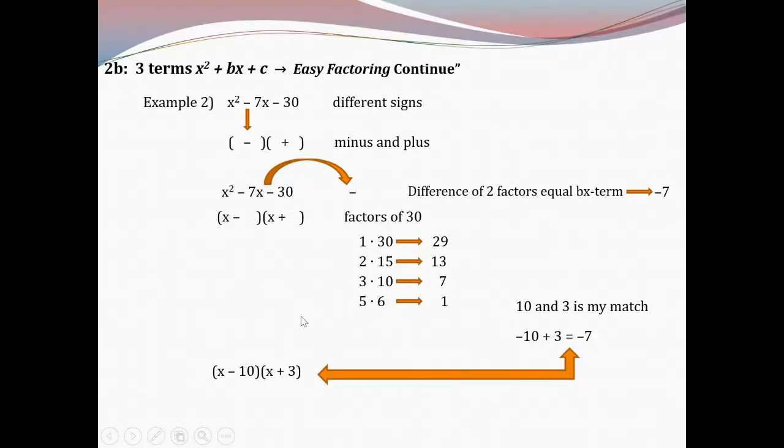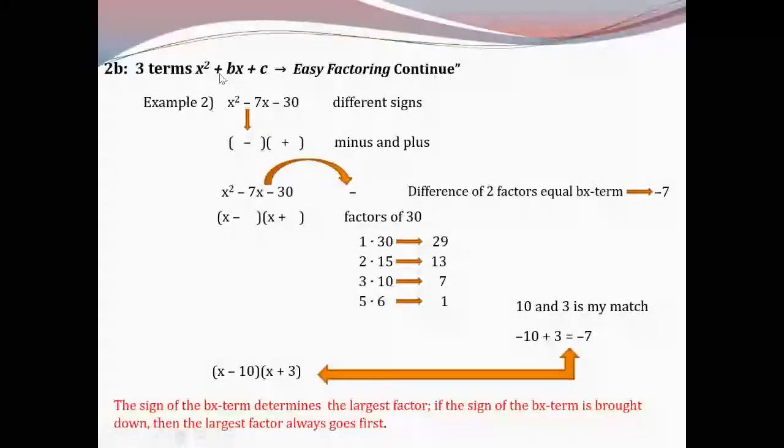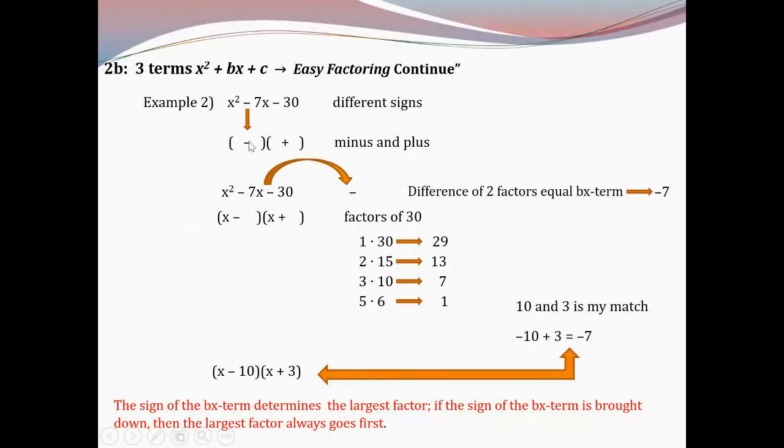Okay, now here's an observation, guys. The sign of the bx term determines the biggest factor, or the largest factor. If the sign of the bx term is brought down, then the largest factor always goes first. And also, I got this idea from another student. This student mentioned, Mr. Isasi, you know what I do? I always bring the sign down. I said, why? Because you mentioned in class that the sign of the bx term determines the biggest factor. So if I bring the sign down, the biggest factor always goes first.